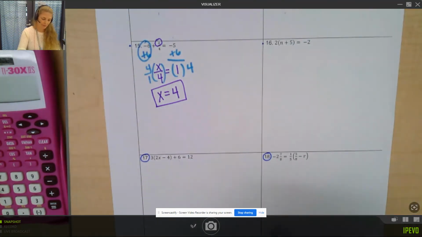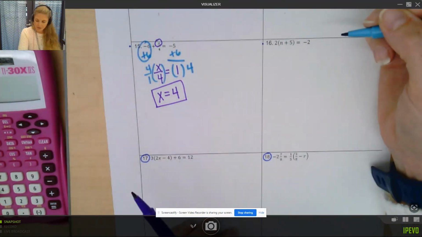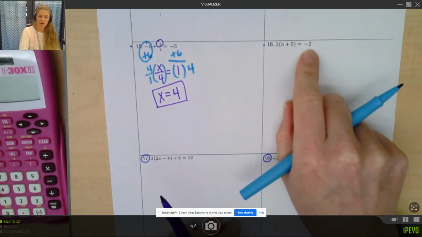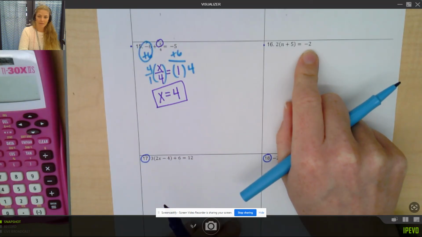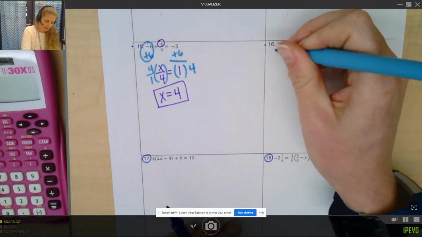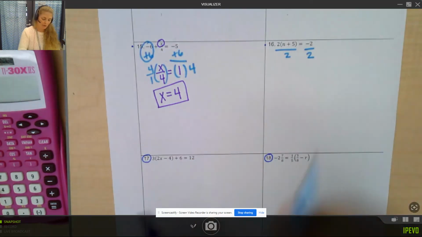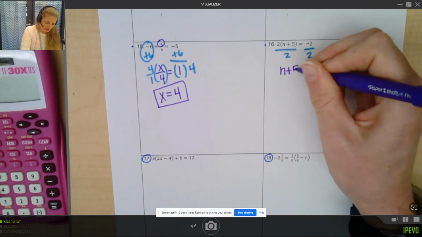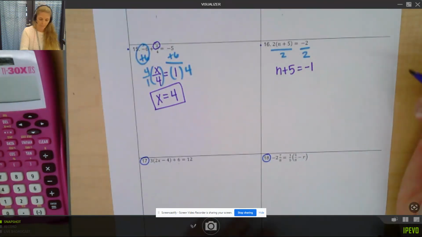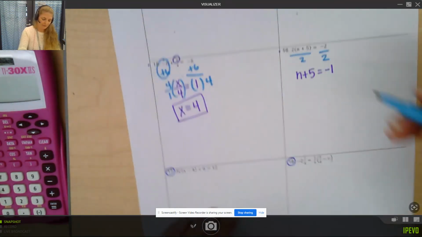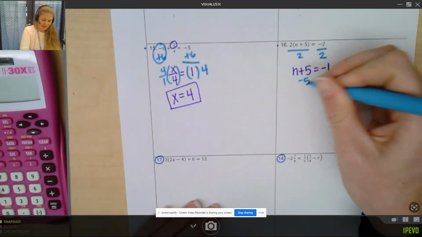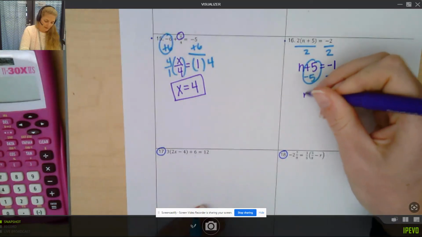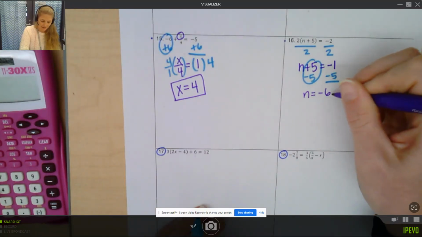And from this one on the next one, what are we going to do? Well, we could distribute that 2 first, but notice on the other side, this is also a multiple of 2. So I'm going to divide both sides by 2 first to undo the multiplication to just get n plus 5 is equal to negative 1. Wonderful. From here, additive inverse of 5 is negative 5. Subtract 5 from both sides. There's your 0 pair. n is equal to negative 6.